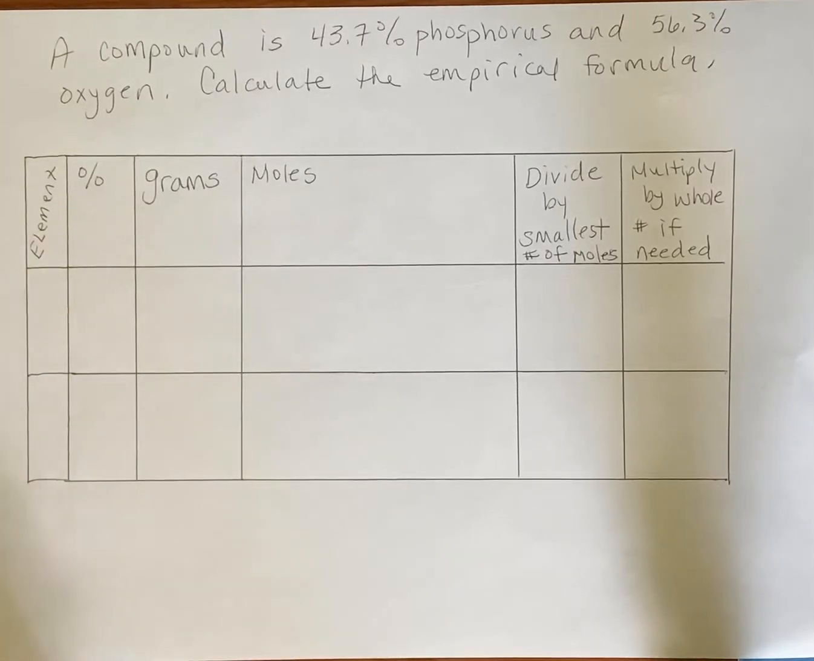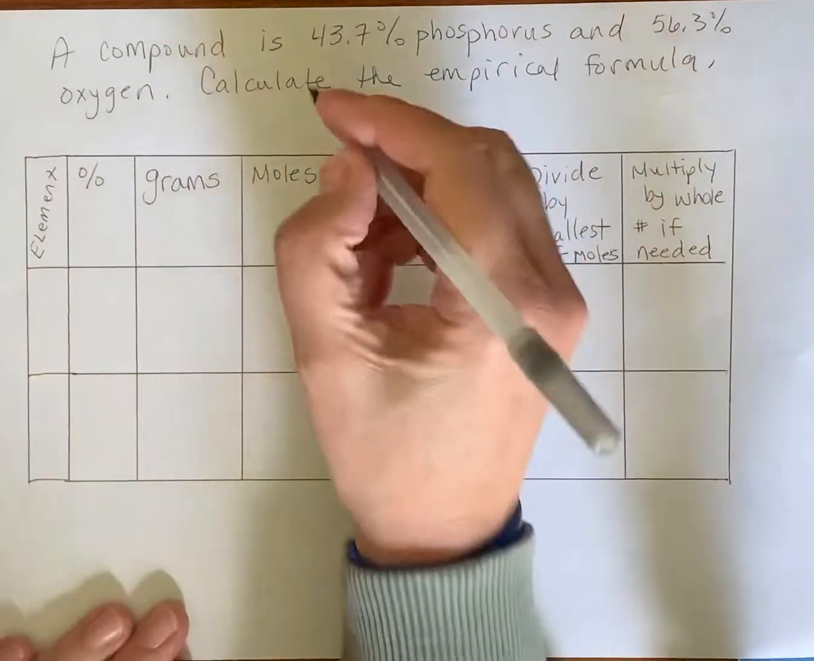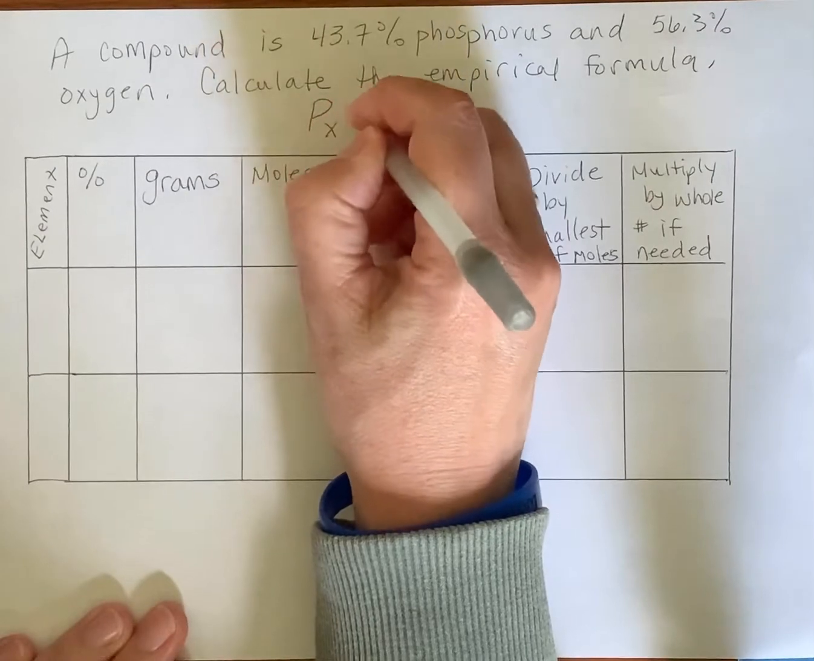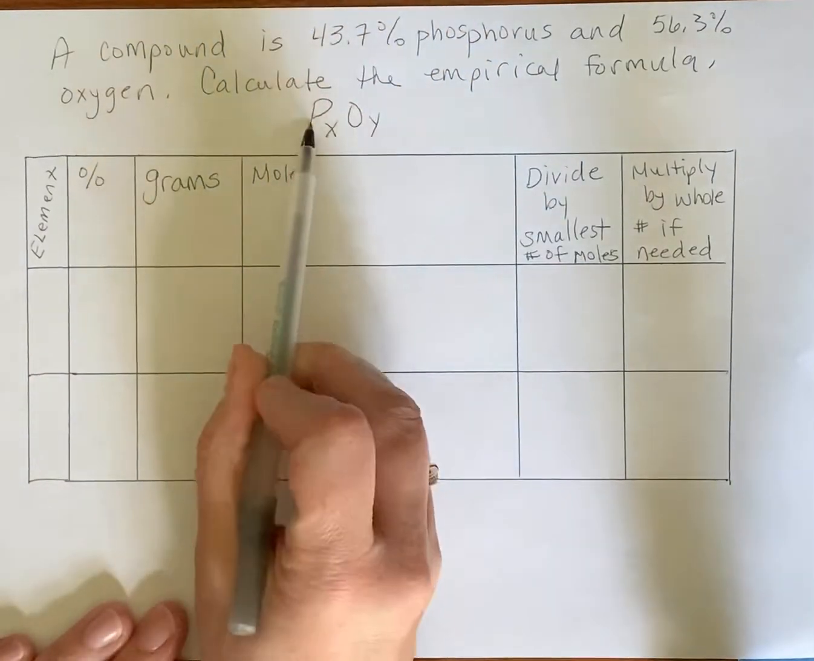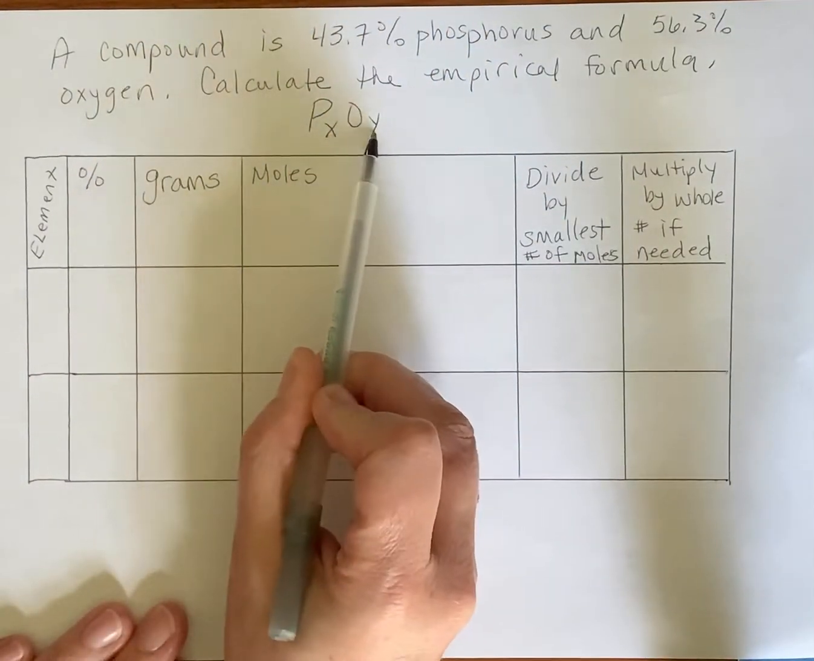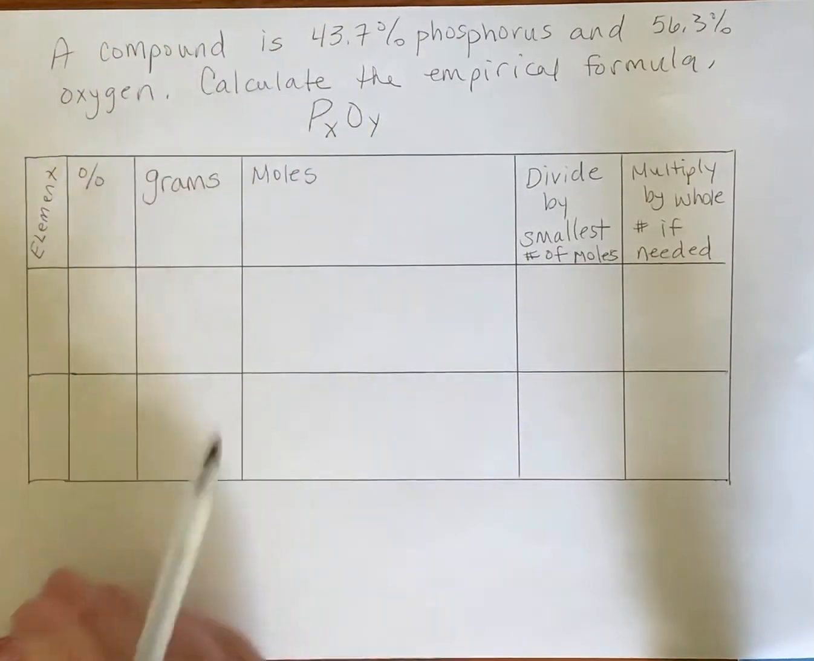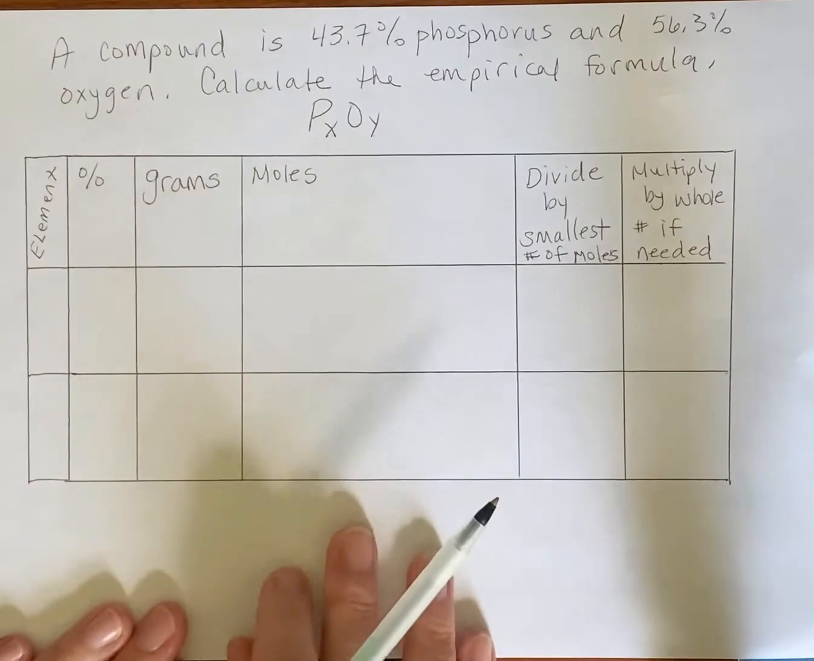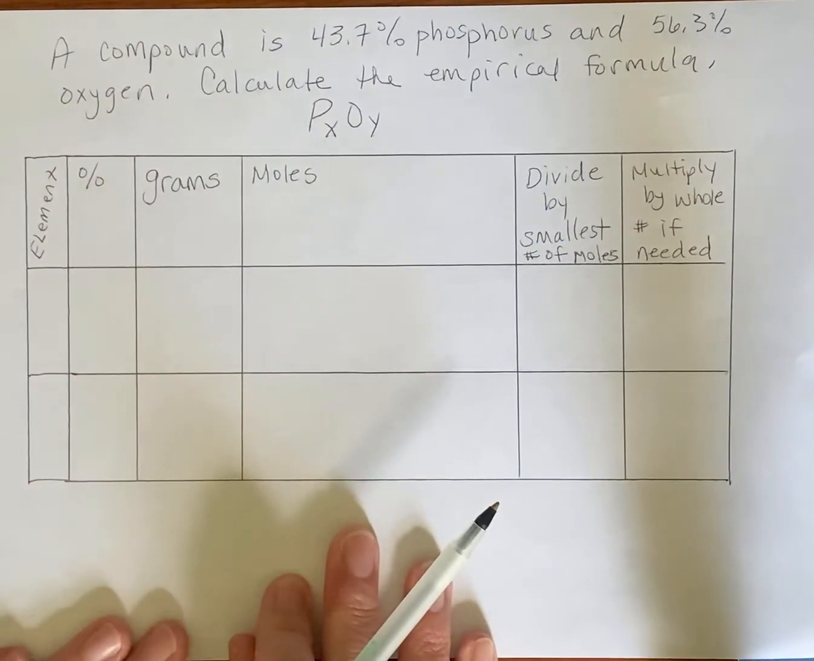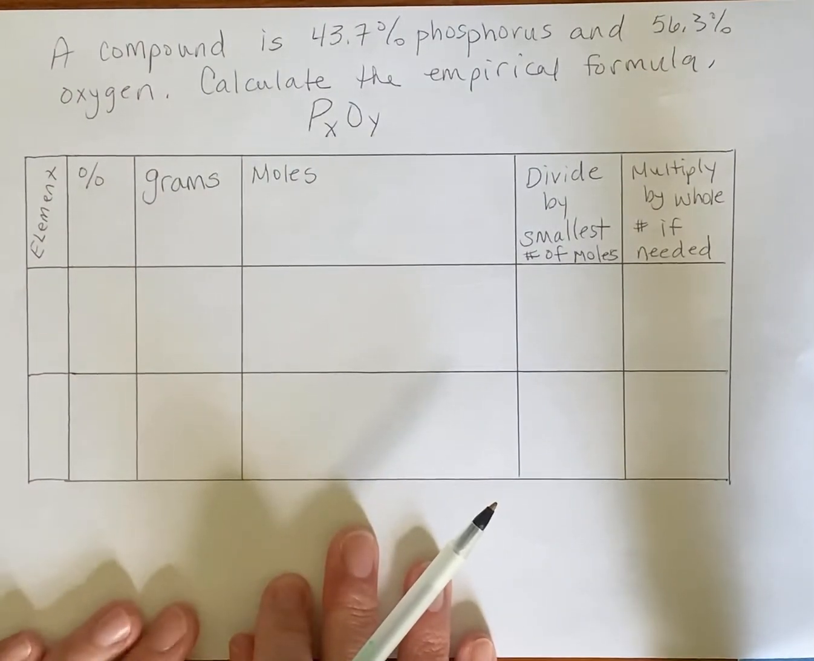So the problem we're going to solve today is: a compound is 43.7% phosphorus and 56.3% oxygen. Calculate the empirical formula. What we want to find out is the subscript for the phosphorus and the subscript for the oxygen. So we are solving for X and we are solving for Y. So we're going to use this chart. If you use this chart every time you do these problems, it will make them a lot simpler.